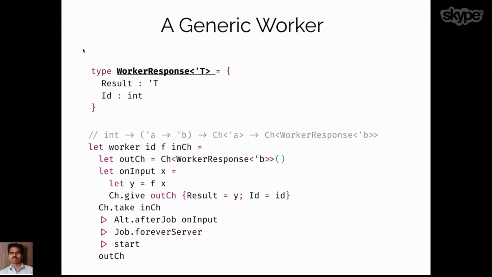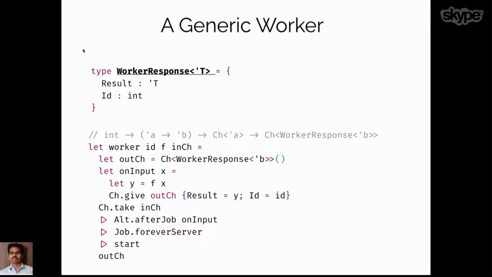Inside the function, we create an output channel specific to this particular worker. Next, we take the value from the channel using the take function and call another function, onInput, which does the computation when an input arrives in the channel. Once computed using the higher order function, it returns the result y back to the out channel. We then use job, server and start, which are all functions in the Hopac library. Using those, we spin up the worker.